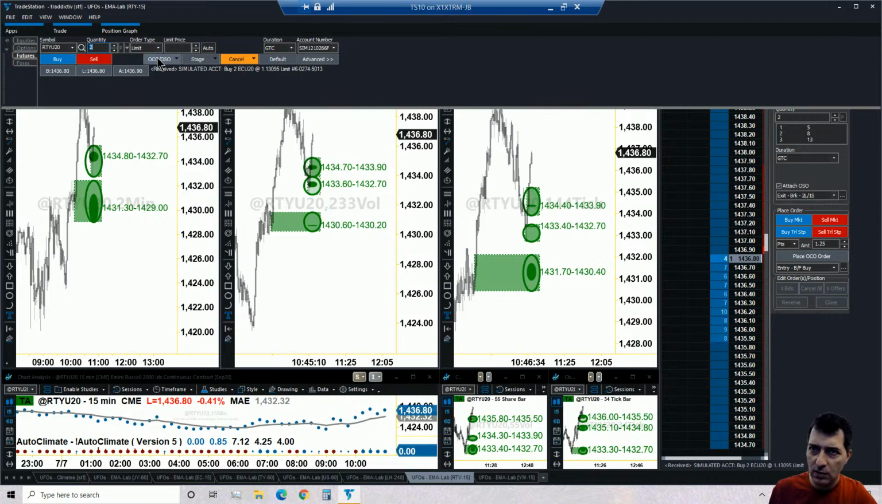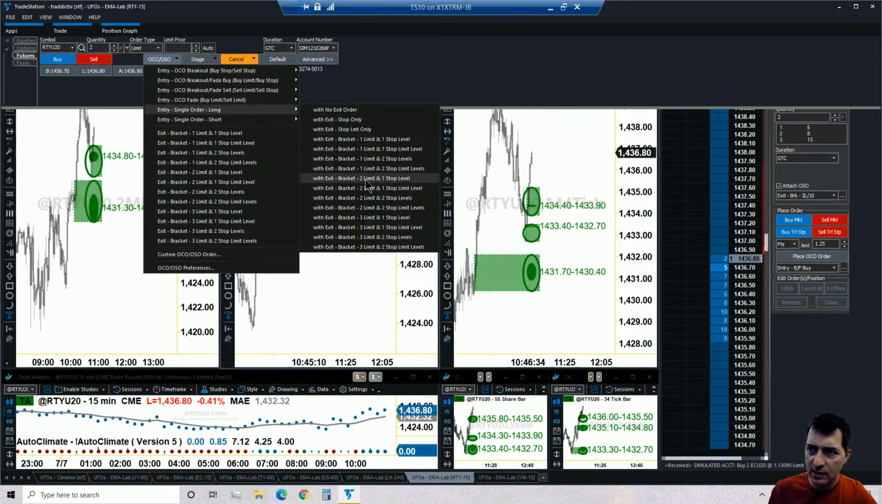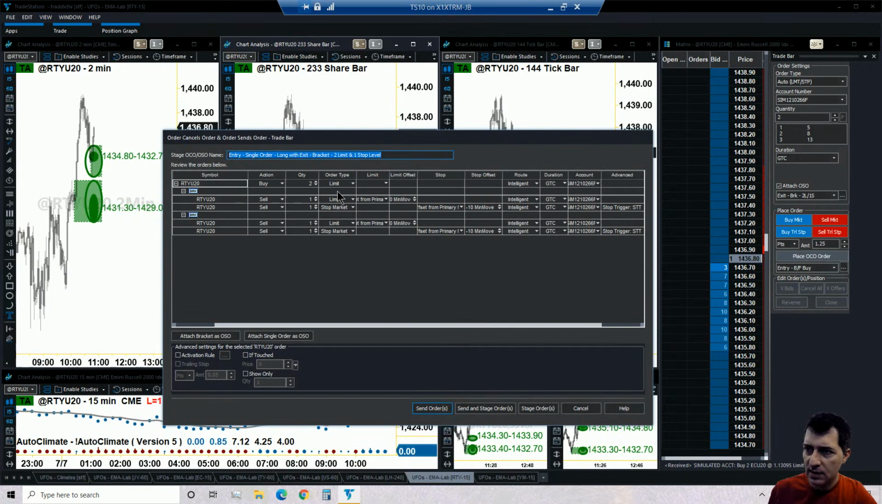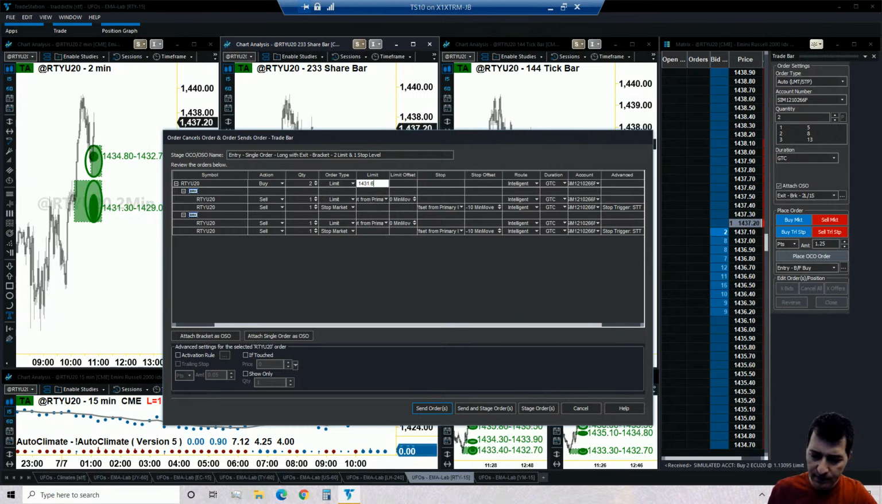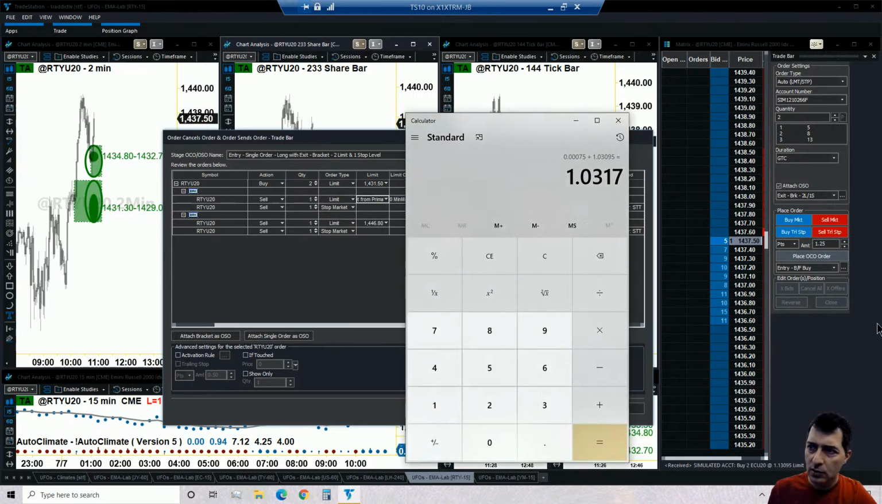Two contracts on the Russell, same process. Okay, same process. So entry 1431.5, stop 1428.9, final target 1446.80, and the one thing I have not calculated is the safety target, which I'm going to do now.